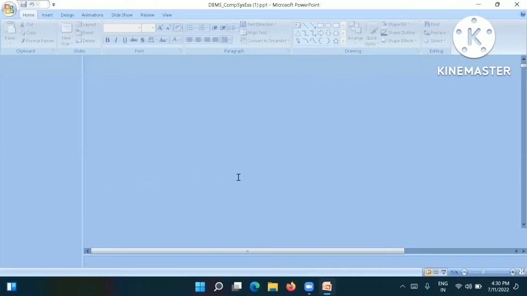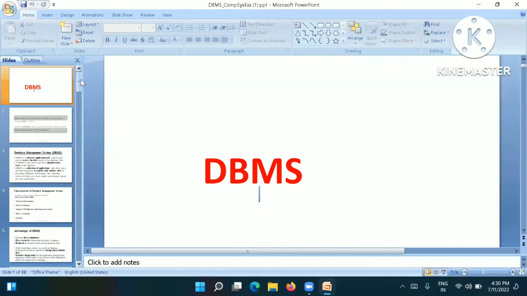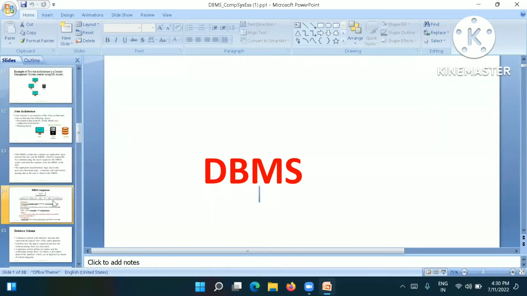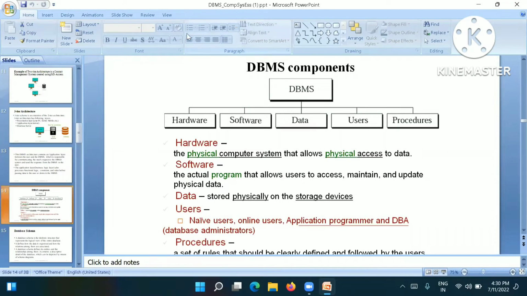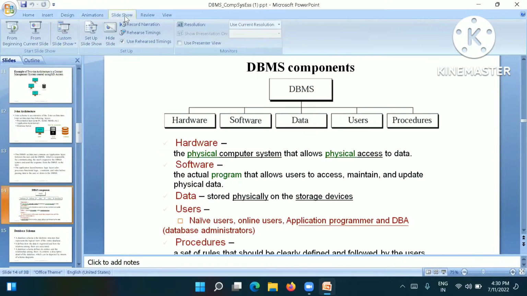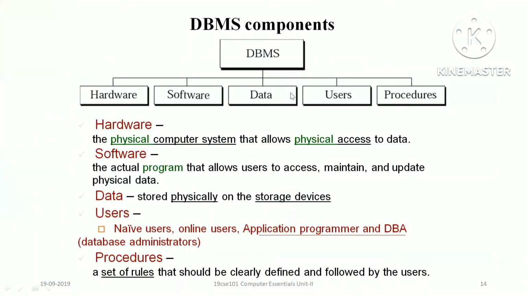Now let's discuss the components of DBMS, meaning the components of a database management system. There are 5 important components of DBMS. They are hardware, software, data, user, and procedure. Let us discuss each component of DBMS one by one.